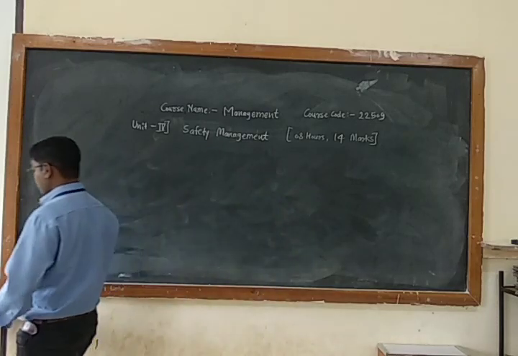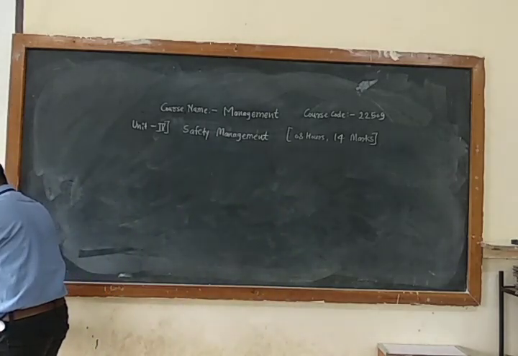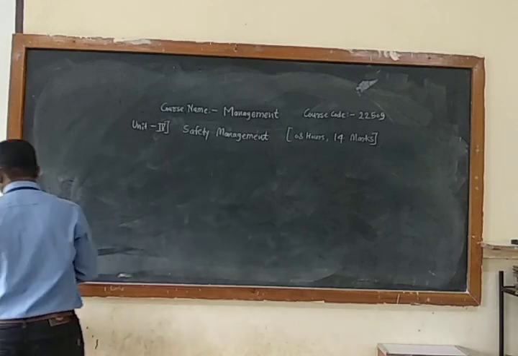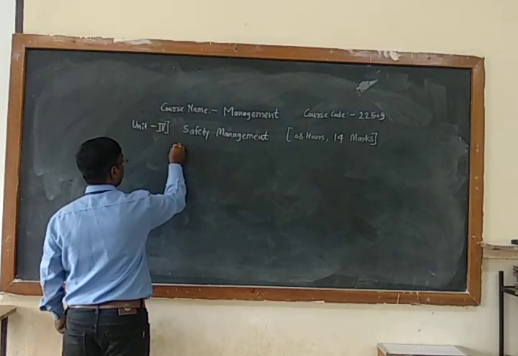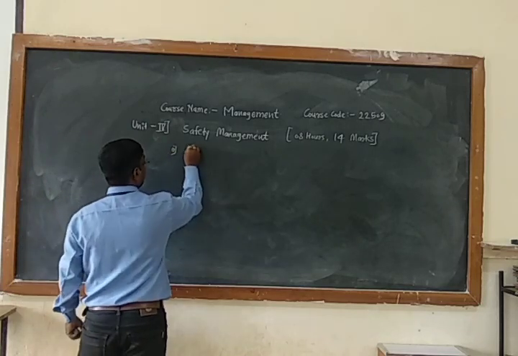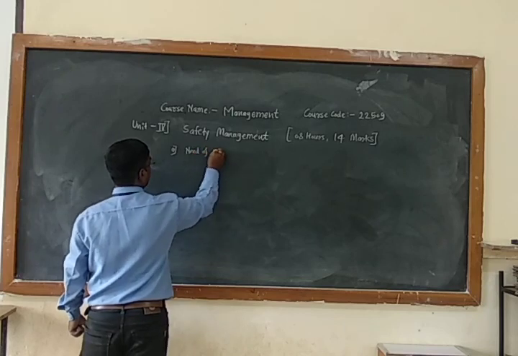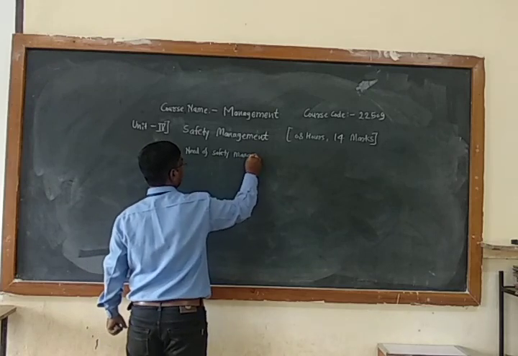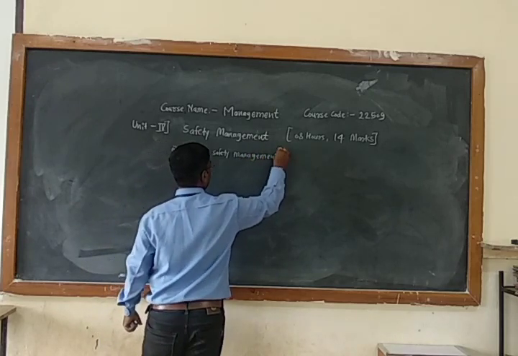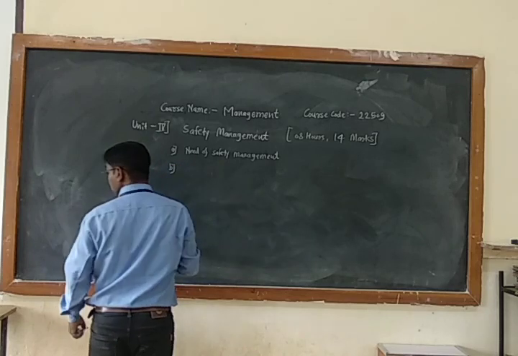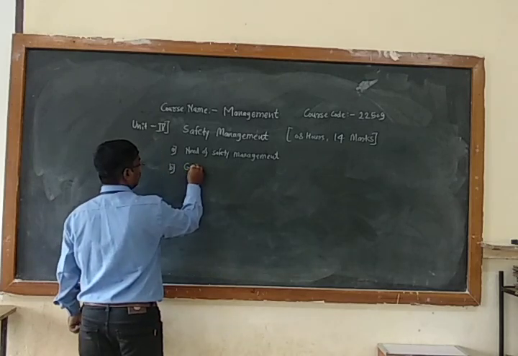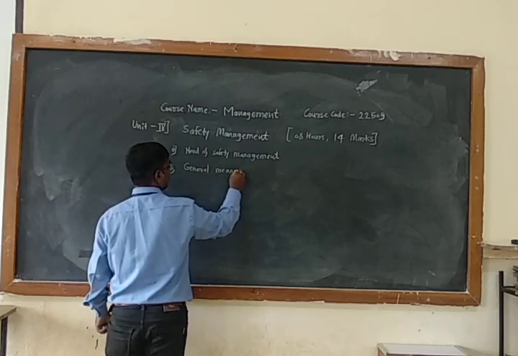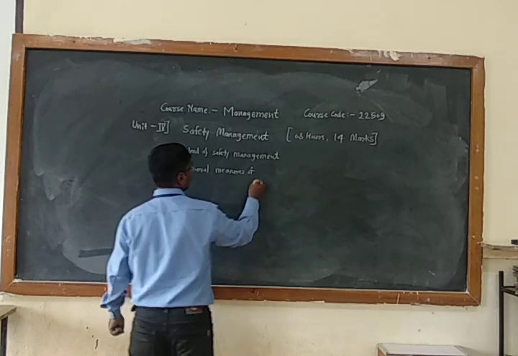So the main contents of this unit are: the first one, need of safety management. Second one, general measures of safety management.